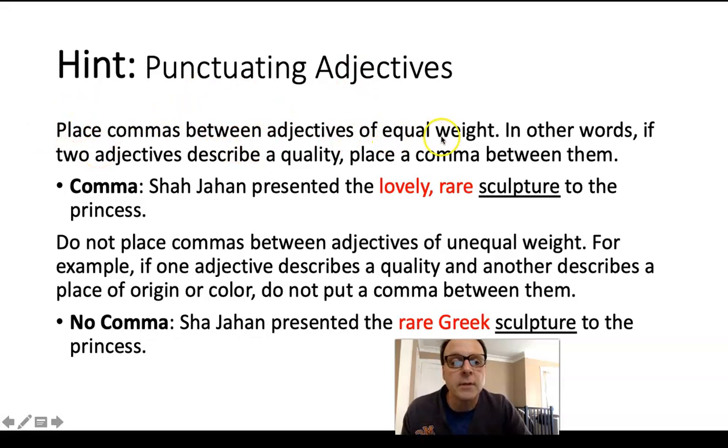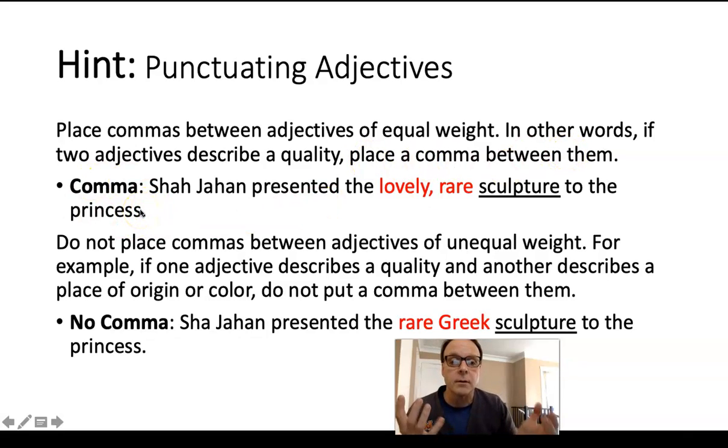Commas between adjectives of equal weight. And so again, here's my second dad joke of the day. Do you have a scale? How do you know the weight of an adjective? And of course, what they mean is kind of like type or value, not really like weight, obviously. In other words, if two adjectives describe a quality, place a comma between them. So let's look at that.